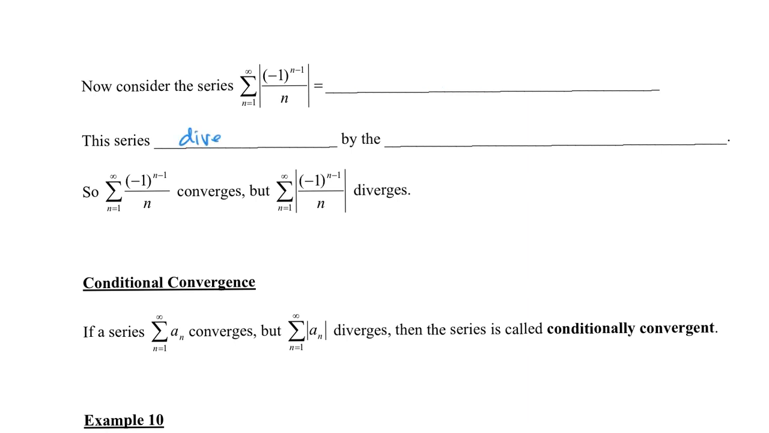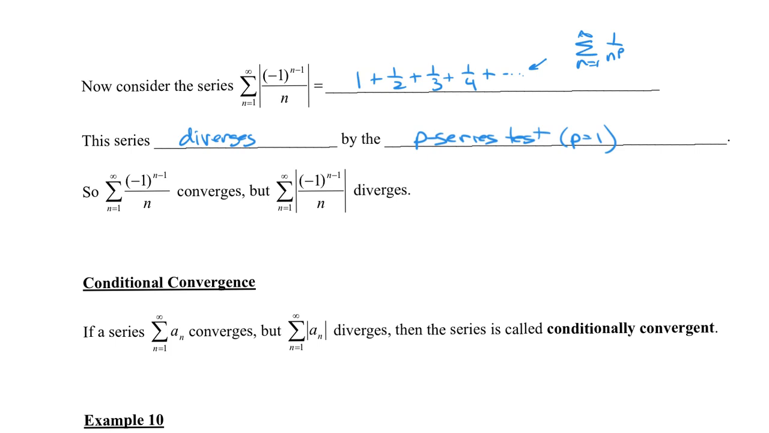This series diverges by the p-series test, with p equals 1. Because if you look at what these are doing, it's the sum from n equals 1 to infinity of 1 over n to the p. The p-series converges if p is greater than 1, but it diverges if p is less than or equal to 1. So this one diverges. So what we have is this: this series converges, but once we wrap it up in absolute values, then it diverges.